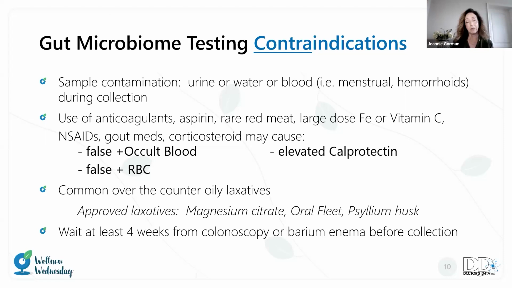We recommend being off as many medications and supplements as possible prior to collection, and we can talk about that on a one-to-one basis if you need to. We also recommend not using over-the-counter or any oily laxatives or suppositories. We do approve magnesium citrate, oral Fleet, and psyllium husk for the constipated patient who does need to move a stool to be part of the 3 different collections that we ask for. And waiting at least 4 weeks from any colonoscopy or barium enema before collection would be ideal, so that the microbiome can regrow and we can assess the natural growth.